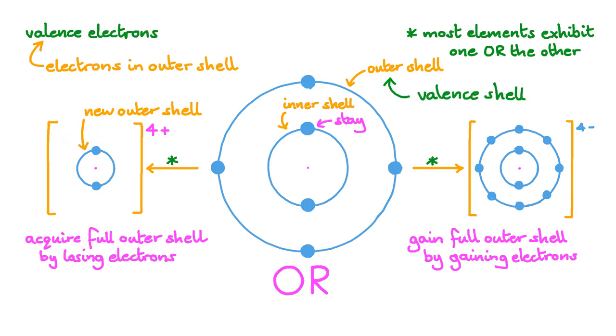And the outer shell of an atom or ion is known as the valence shell. However, there's one more complication. Not all the shells contain the same number of electrons. It'd be quite difficult to remember, so fortunately there's a little trick.